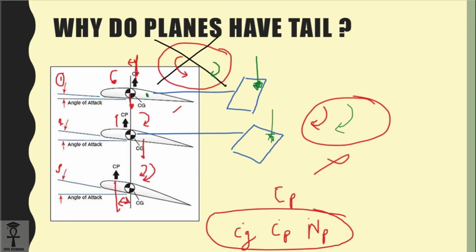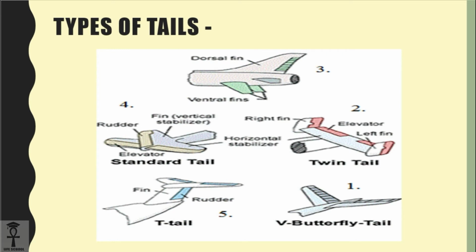Now let's look at some types of tails. So basically, depending upon the plane and other different aspects, we have different types of tails. The first one is the dorsal fin, which is inspired from dolphin tails. Then the next one is the standard tail, that we actually see in many aircraft, and what we are going to design for our plane, too.